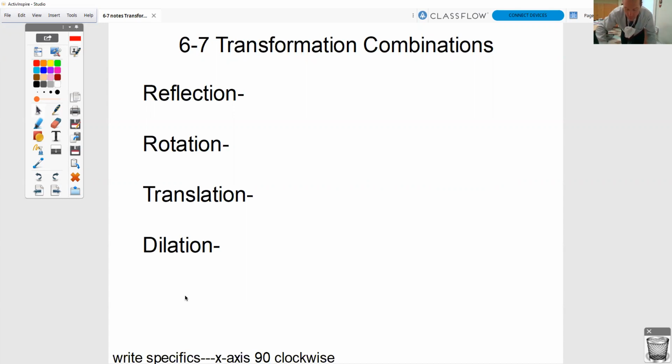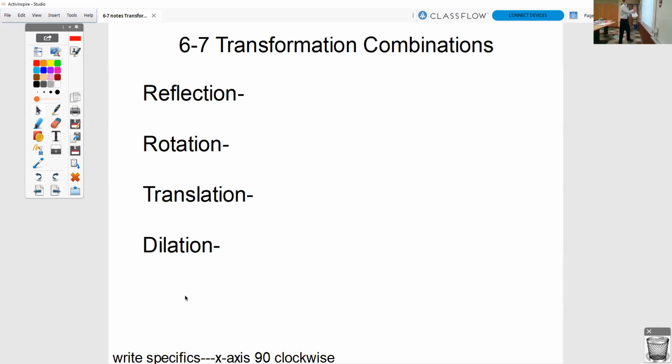So let's spend a few minutes and go over what each of these are and what they look like. You also have to make sure that when you're writing a description of them, that you are specific in your transformation names. You can't just say a reflection, all right? You can't just say a rotation. You can't just say a translation. You can't just say a dilation. You need to be specific afterwards. So let's talk about what they are.